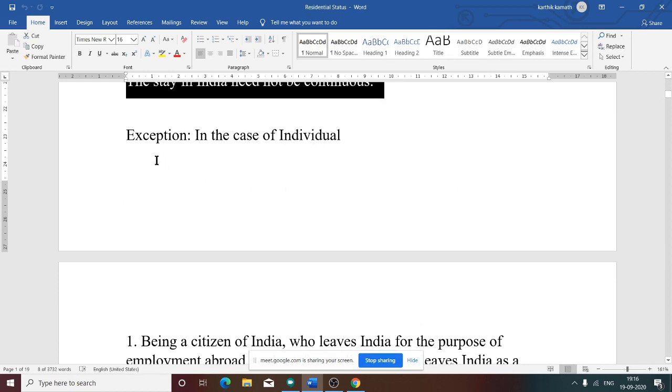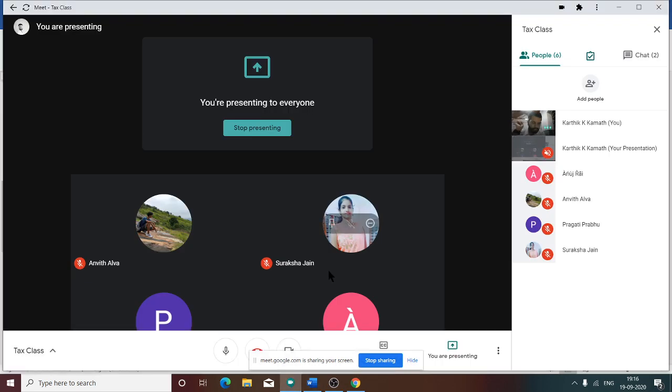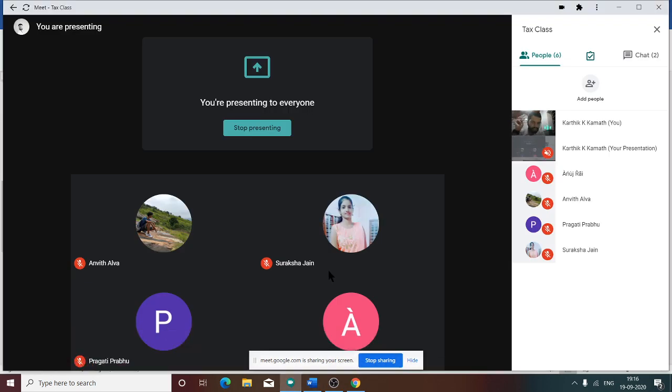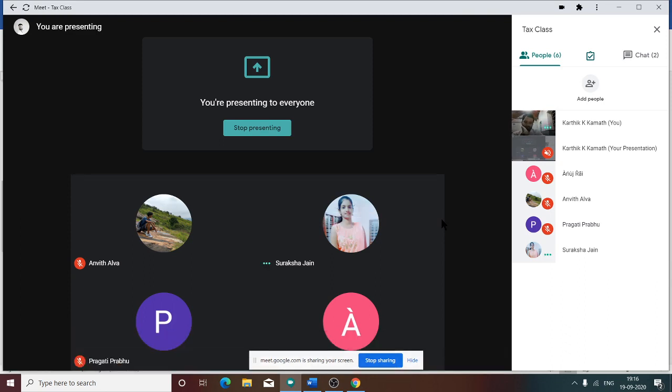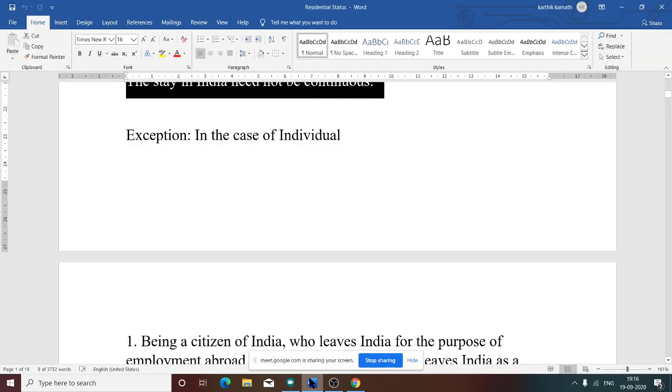Now, exception. What is the exception in the case of an individual? What are those two exceptions we have discussed for residential status in the last class? Can you tell me what are the two exceptions we have discussed? Employment, yes, one is employment. Then there is foreign national, one more is foreign national of Indian origin. Yes.